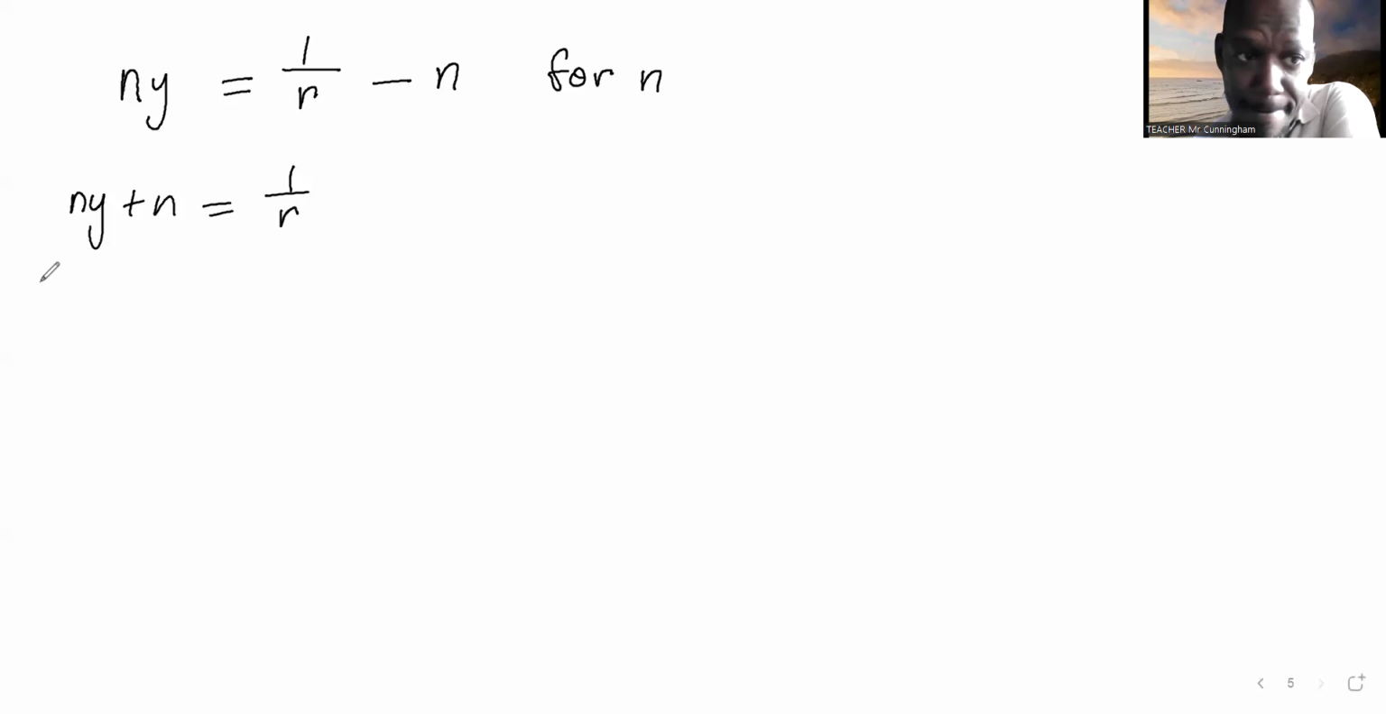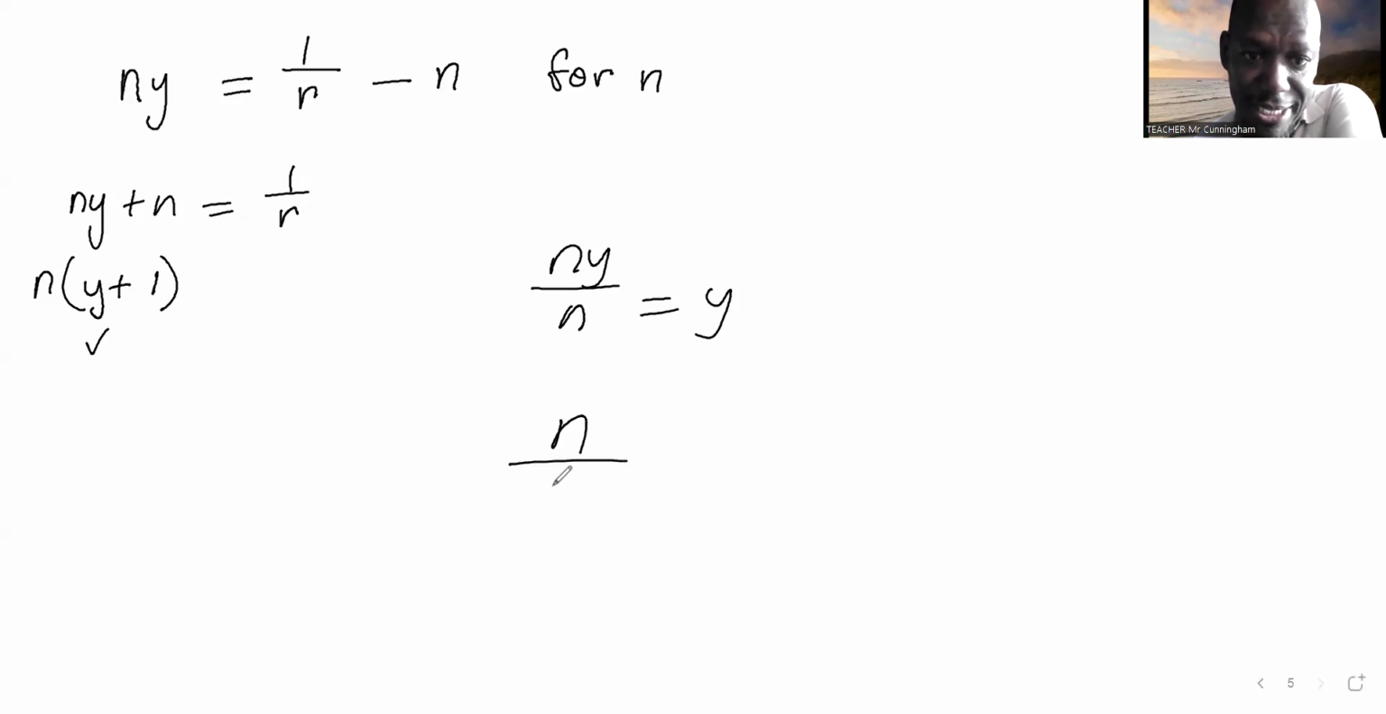Yeah. So I have N in bracket Y plus 1. Yes, because N into NY is Y. That's the first part. And N into N, anything divided by itself is 1. All right, so you're going good. Equals 1 over R.